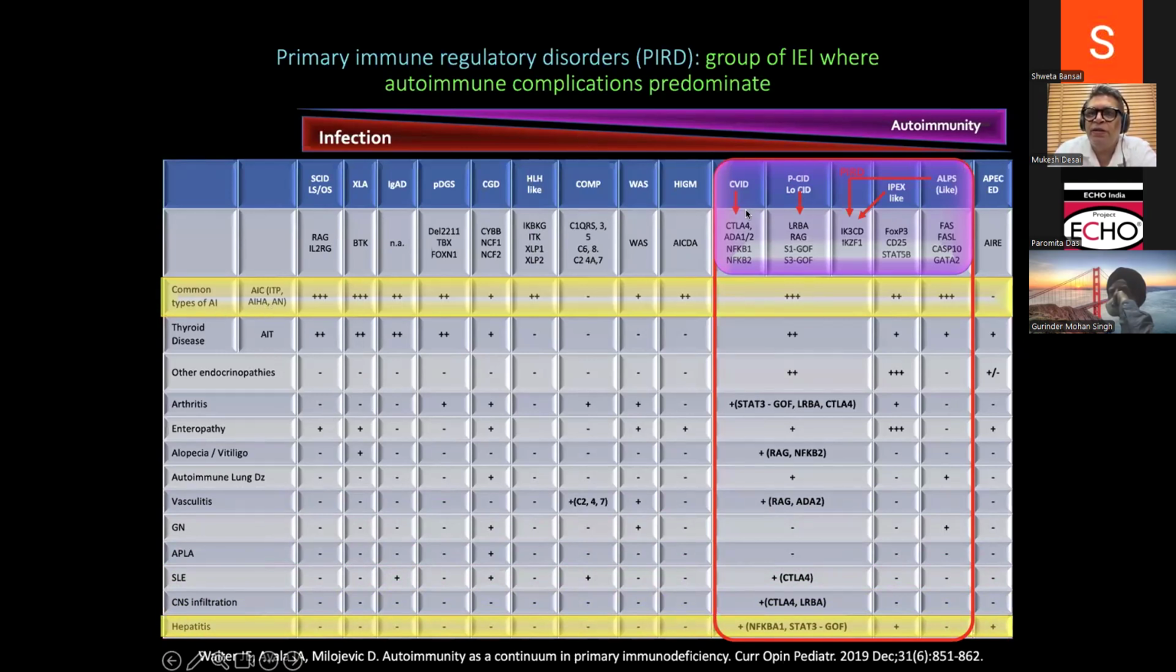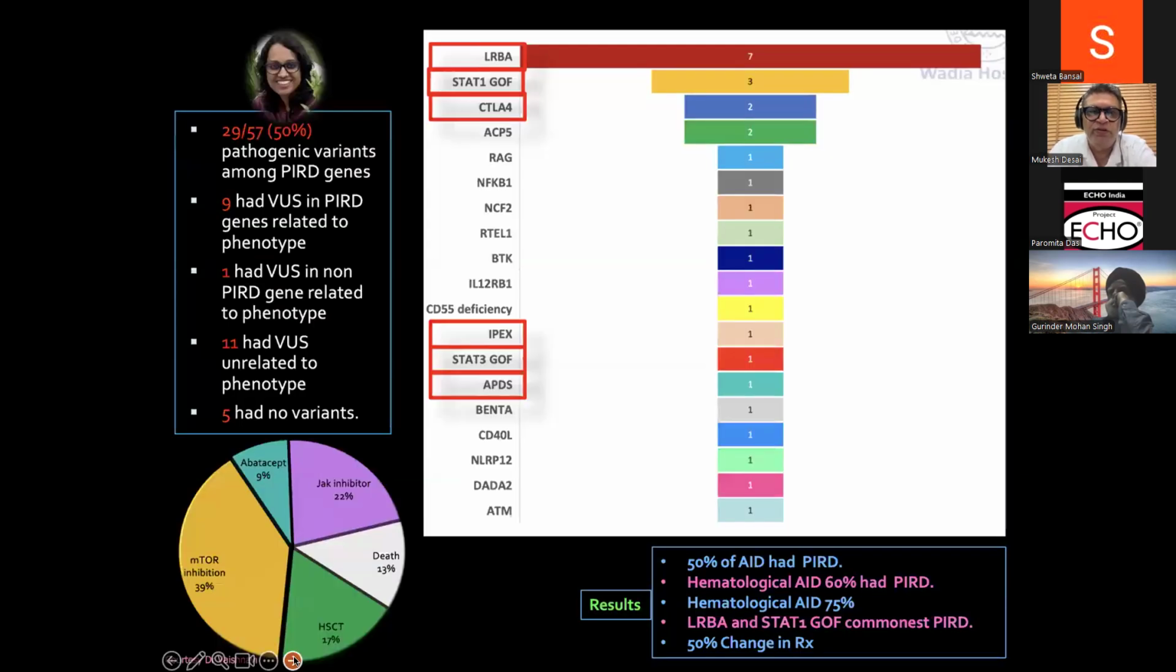If you look at the primary antibody deficiencies, then you would realize that autoimmunity is very, very common. And I think besides that, you have to know that a combination of more than one autoantibody or one autoimmunity makes it likely that you are probably dealing with an inborn error of immunity.